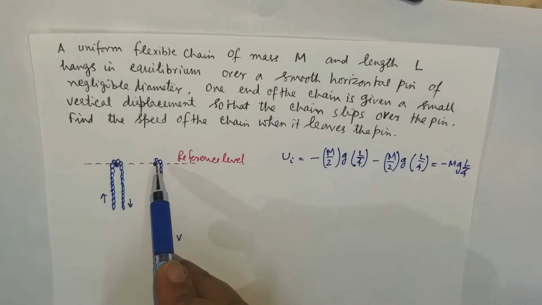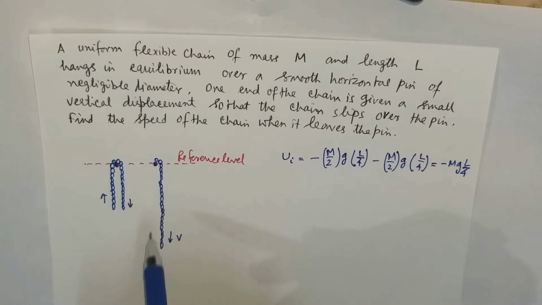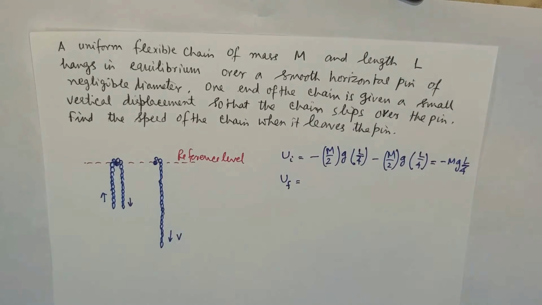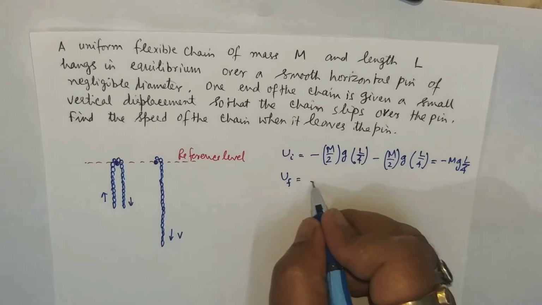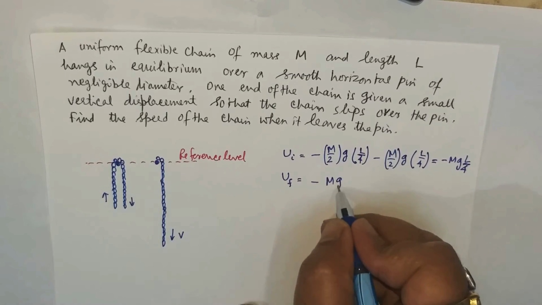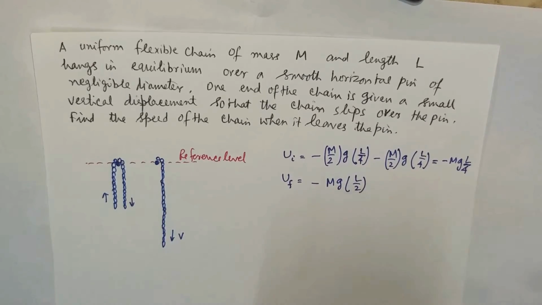Now when the chain is just about to leave contact with this pin, the entire chain has become vertical in one line. Therefore, what is the gravitational potential energy in this final state? It is equal to minus, of course negative, and the total mass will be m into g into the distance up to the center of mass, we can take it as L by 2.